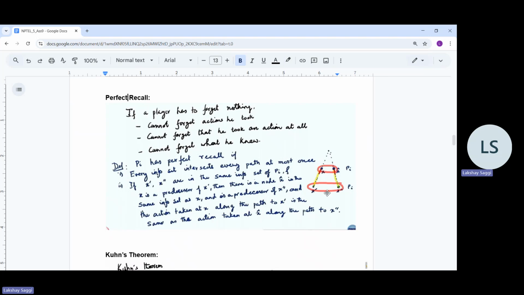The second thing, I'll just read it again. If x prime, x double prime are in the same information set of Pi and x is a predecessor of x prime, then there is a node x hat in the same information set as x and is a predecessor of x double prime. And the action taken at x along the path to x prime is the same as the action taken at x hat along the path to x double prime.